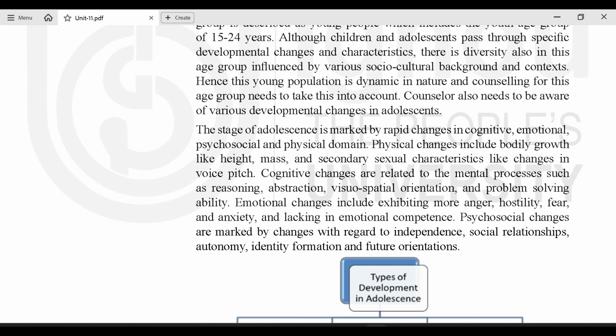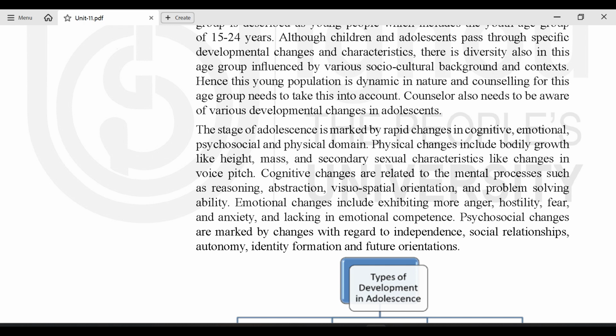Although children and adolescents pass through specific developmental changes and characteristics, there is diversity also in this age group, influenced by various socio-cultural backgrounds and contexts. Hence, this young population is dynamic in nature, and counseling for this age group needs to take this into account. The counselor also needs to be aware of various developmental changes in adolescence.